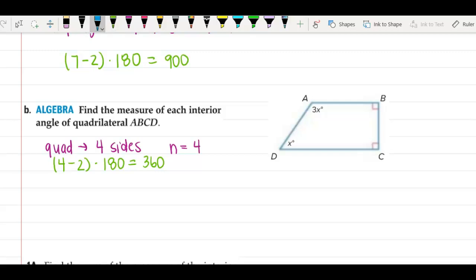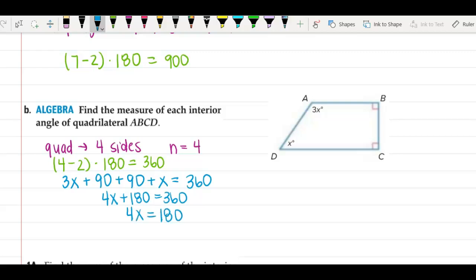Okay, so now we know that angle A plus angle B plus angle C plus angle D should all add up to 360. So 3x plus, and then angle B would be 90, angle C would be 90, and angle D would be x. All right, so I got 4x plus 180 equals 360. Subtract my 180 over, so 4x equals 180. Divide by 4, just checking myself, 45.